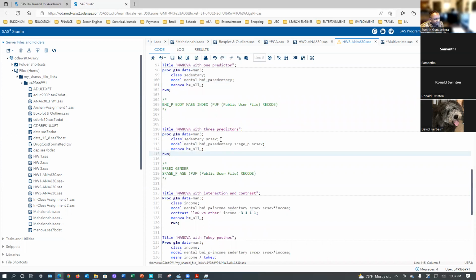I think we're missing over here another class. We should have this one too. Three classes, three predictors. These two variables, each one has. So let's run this one and see.